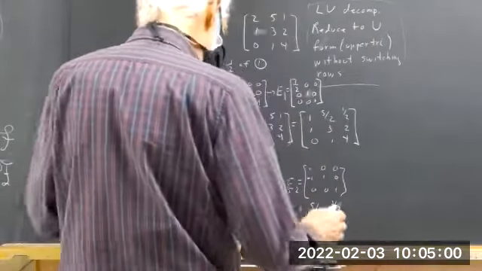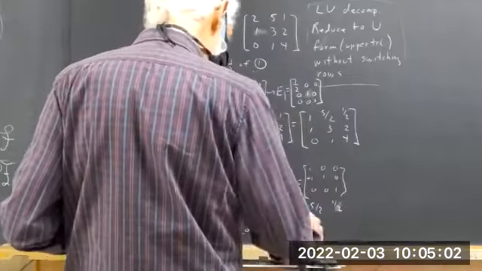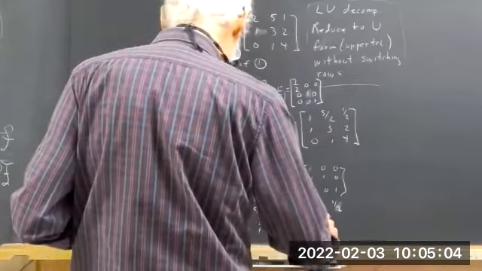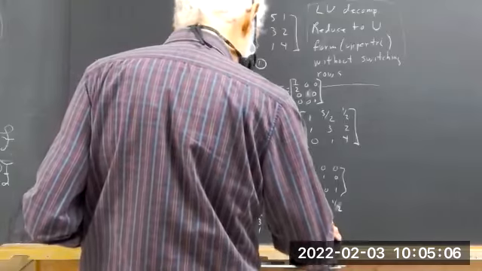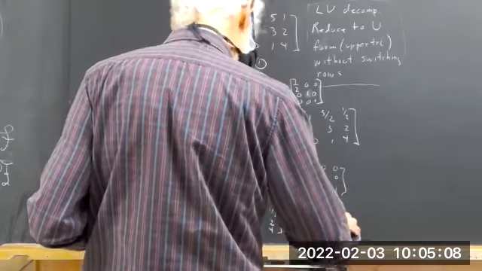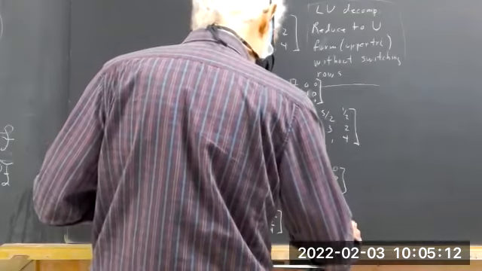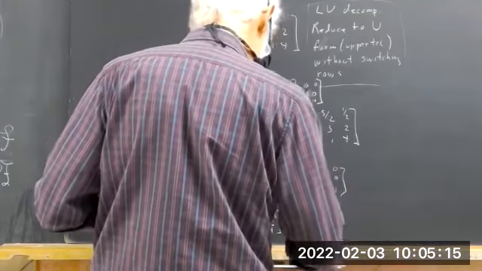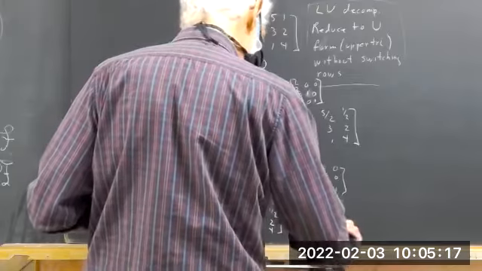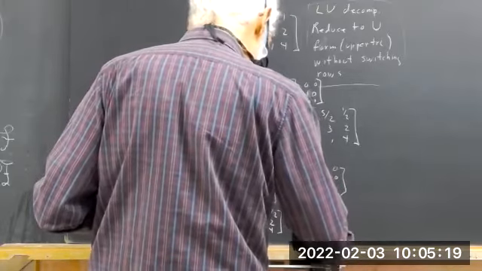Okay, then we multiply by -1, 1, 0, we get 0, 1 half, and 3 halves, 0, 0, 0, 1, 4.